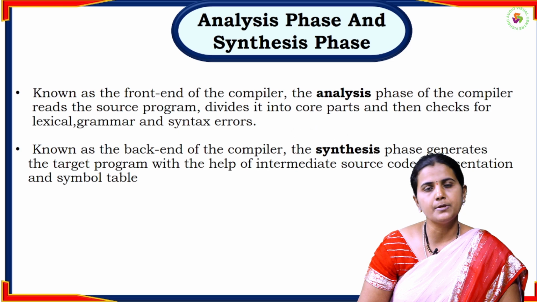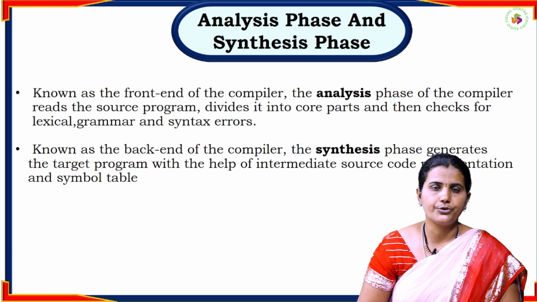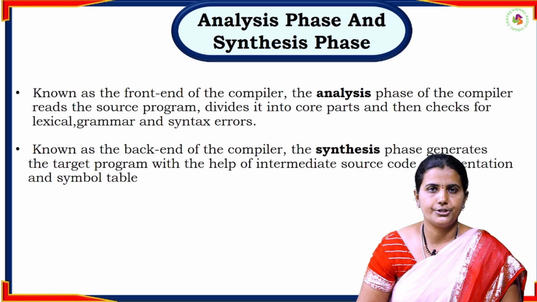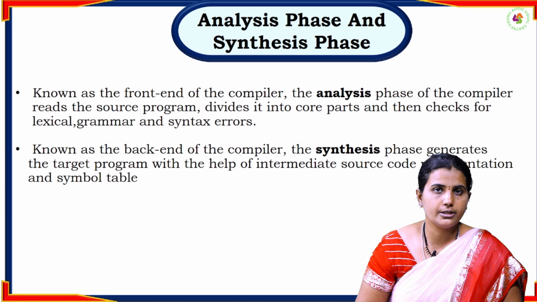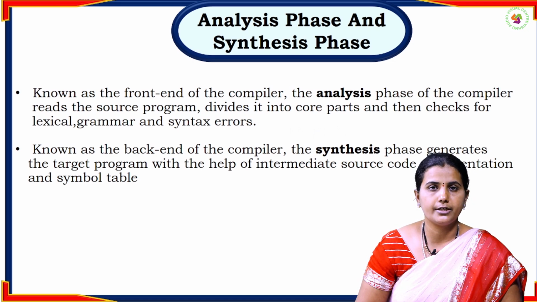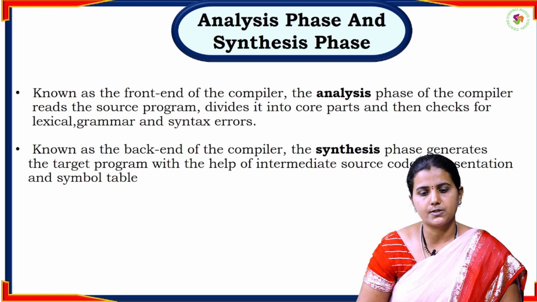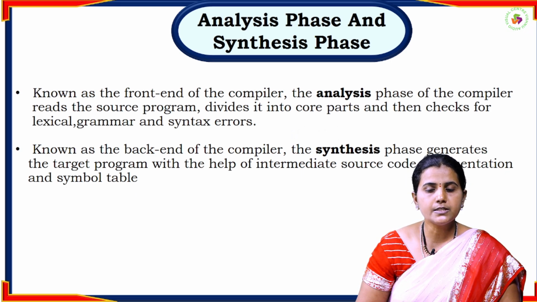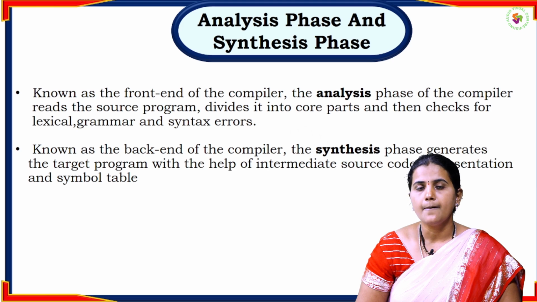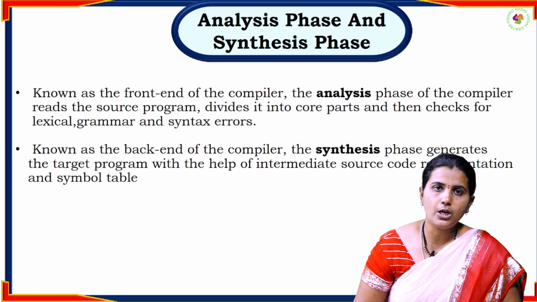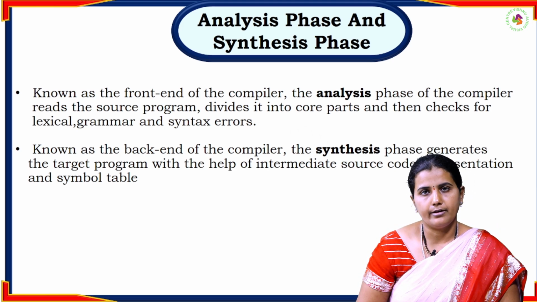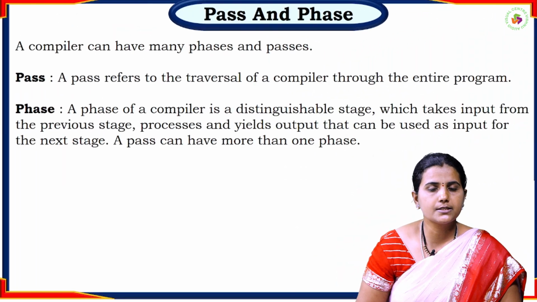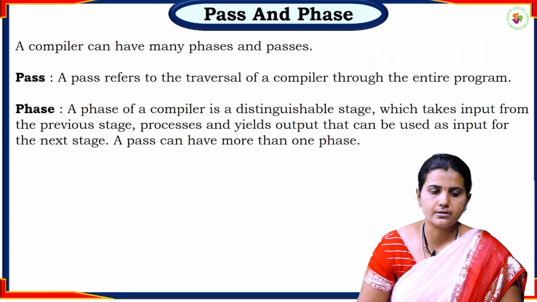After that, code optimization is done. Finally, we do code generation, meaning using the code generation phase we generate the assembly level language code. These two phases combined are called the synthesis phase. Also, the analysis phase and the synthesis phase are connected to the symbol table and the error handler. Now let us discuss what is meant by a pass and a phase.